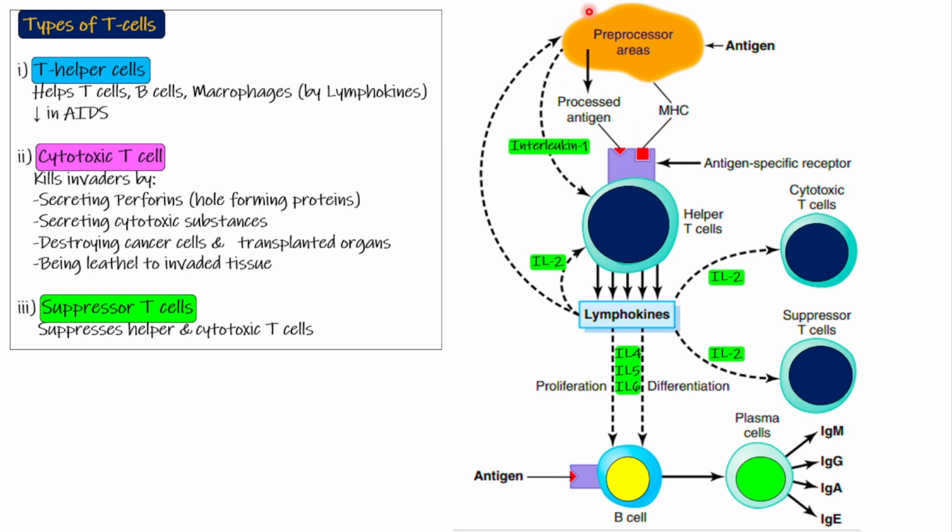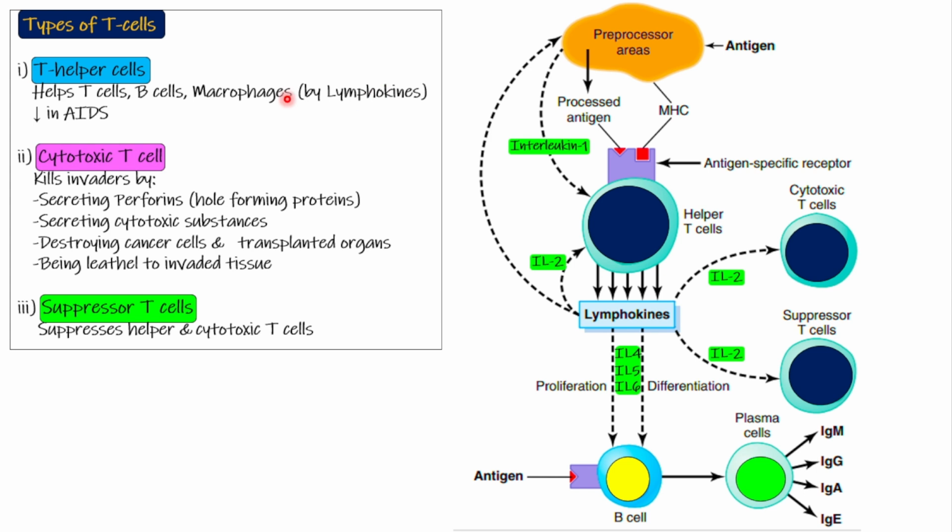And what is this? This is the preprocessor area. And here, the antigen presenting cell is presenting the antigen to the helper T cell. Now, how is the helper T cell basically going to help everyone? This is the helper T cell. When this antigen comes and is presented to the helper T cell, what is this helper T cell going to do?